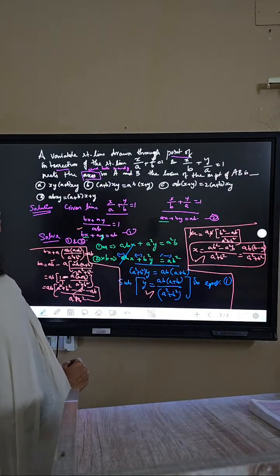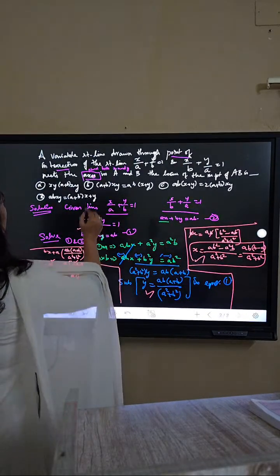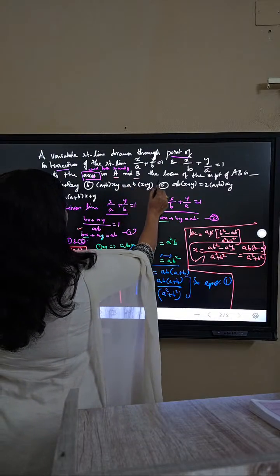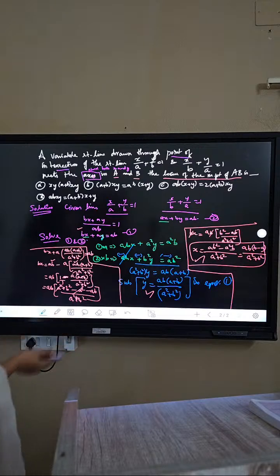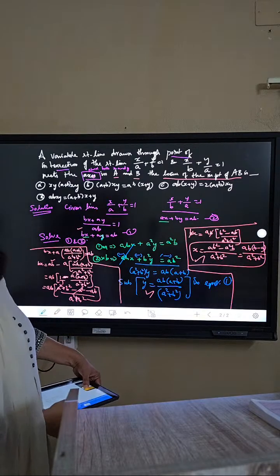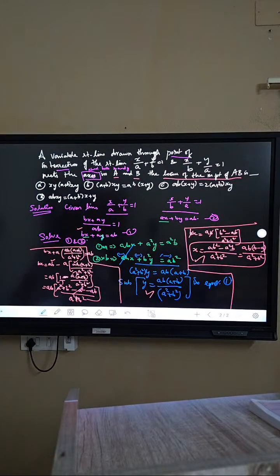Then after that what you have to do? You have to find, it meets at a and b, the locus of the midpoint of AB only asked. You can easily find the midpoint of this particular A and B. X and y, the intersection point you found, right? It says this variable straight line drawn through the point of intersection of the two lines. Okay, drawn through the point of intersection. It meets the axis in A and B. So that is what is given.